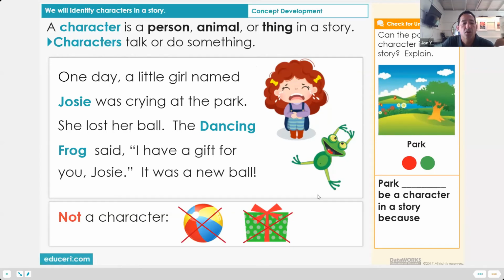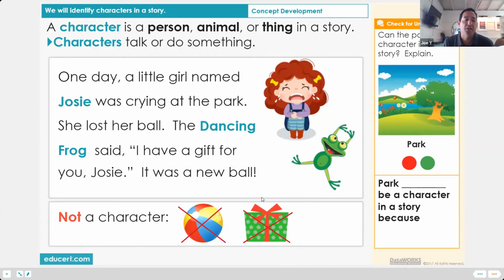Now, I'll go to Juarez. You said the park is not a character. Why is the park not a character? The park is not a character. That's right, it's not talking or doing something. Could we make the park a character? What would it have to do? To make the park a character, you have to make it talk. Yes, that's right.